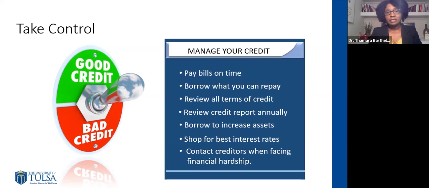The third point is review all terms of credit. And as I mentioned earlier, one of the things that is required of lenders is to give us a disclosure. But if you're like me, back in the day, what I never did was read the terms of my credit. I was happy I got the money, and everything else that came in the envelope or that came with the package was put to the side. But make sure you read the terms of the agreement.